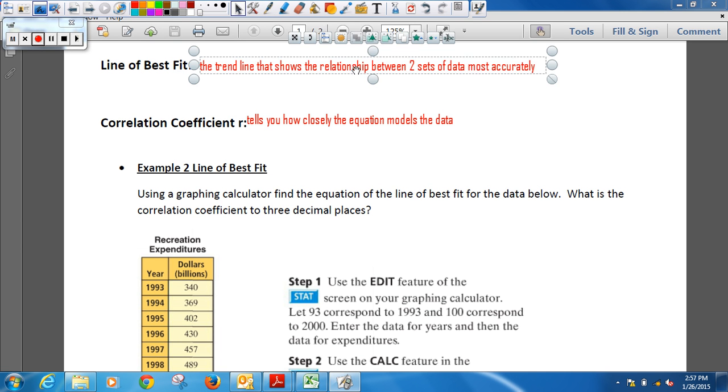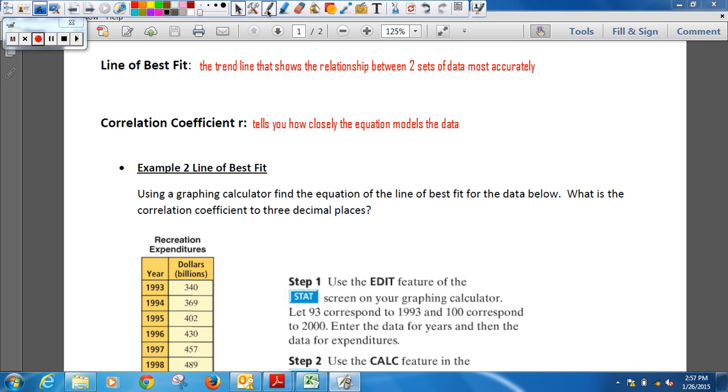So again, the trend line that best shows it is the line of best fit, which we are always trying to draw when we do a trend line. And the correlation coefficient R tells you how closely the equation models the data. You will get a number between -1 and 1.